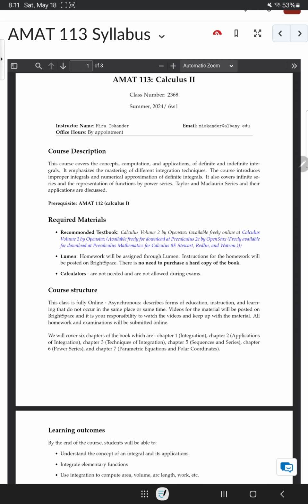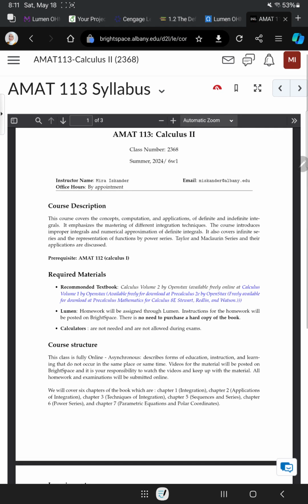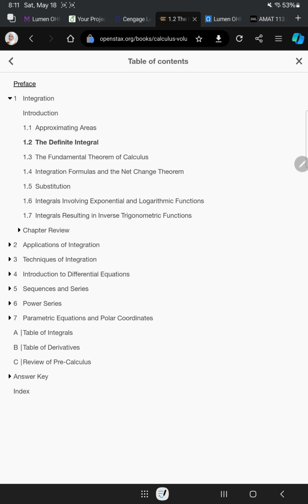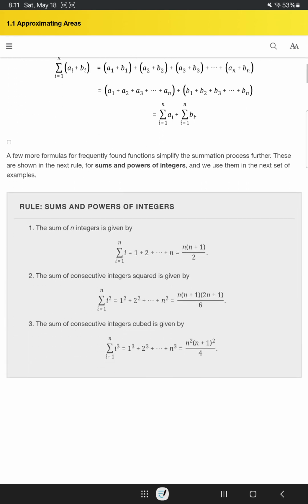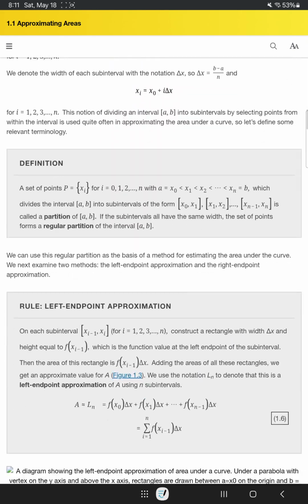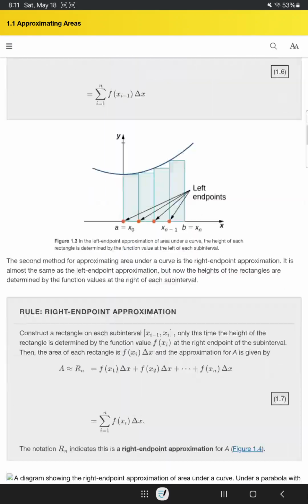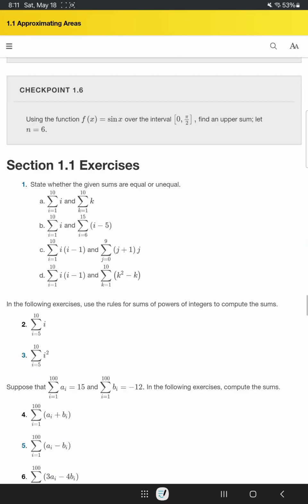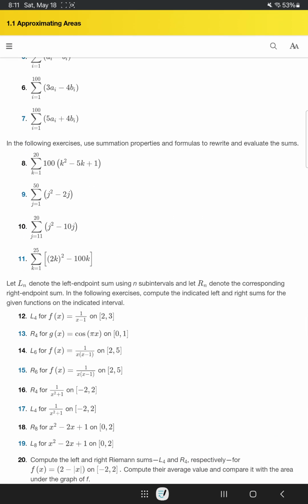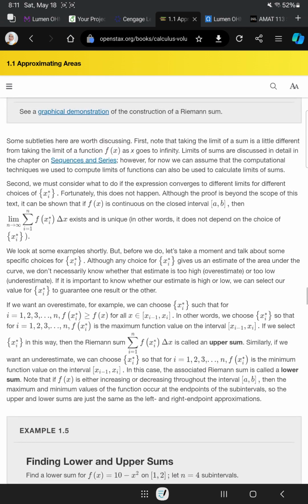The textbook that we're using is Calculus Volume 2. Once you click on the link, you should be able to get onto this website. This is the table of contents. If you click on one of the topics, for example, you're going to access that section with all of the material for that section explained in detail. There are also extra problems towards the end of the section that could be very useful because math is all about practice. So practice, practice, practice.